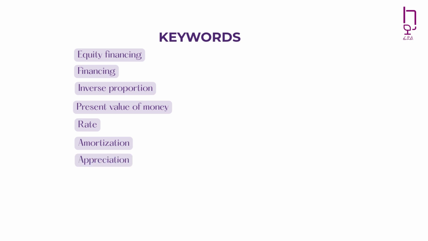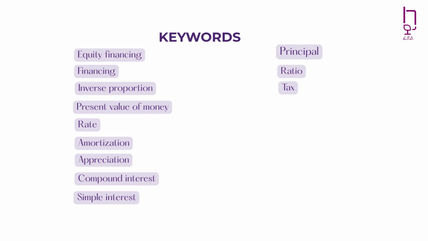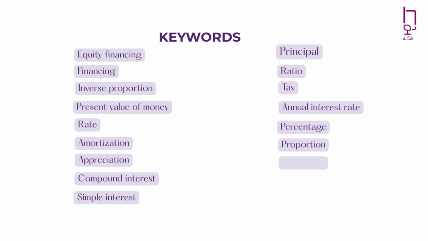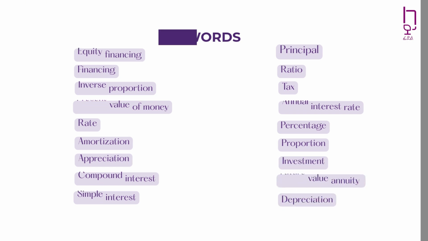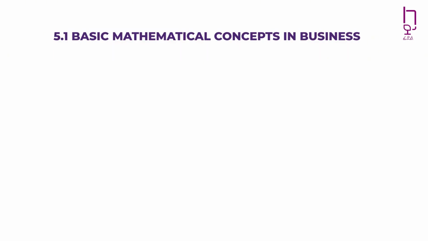We'll look at appreciation. This is when the value of something goes up. We'll look at compound interest, simple interest, principal, ratio, tax, annual interest rates, percentage, proportion, investment, and future value of annuity and depreciation. Okay, now let's start with 5.1.